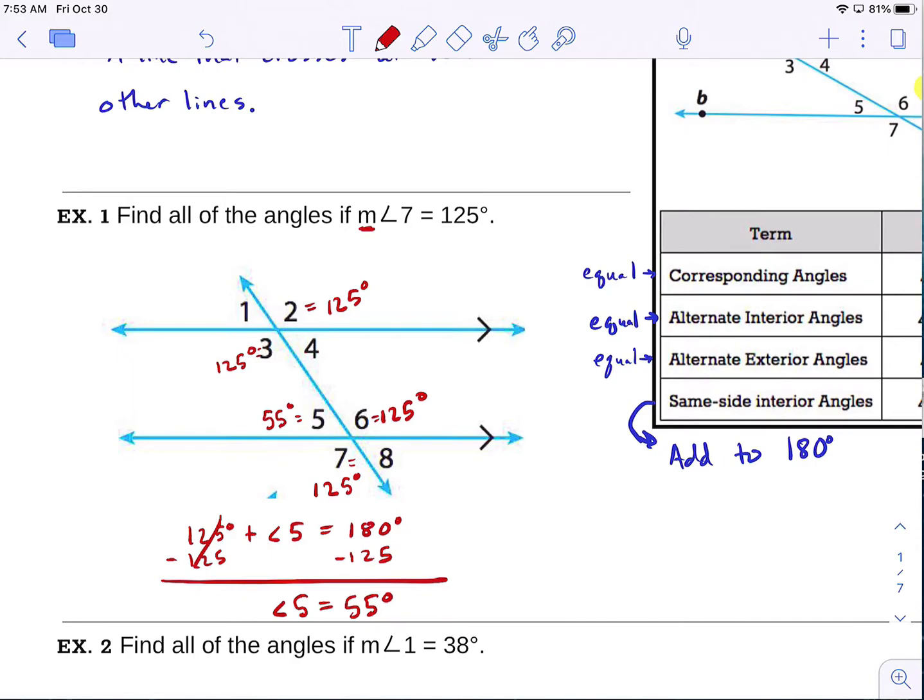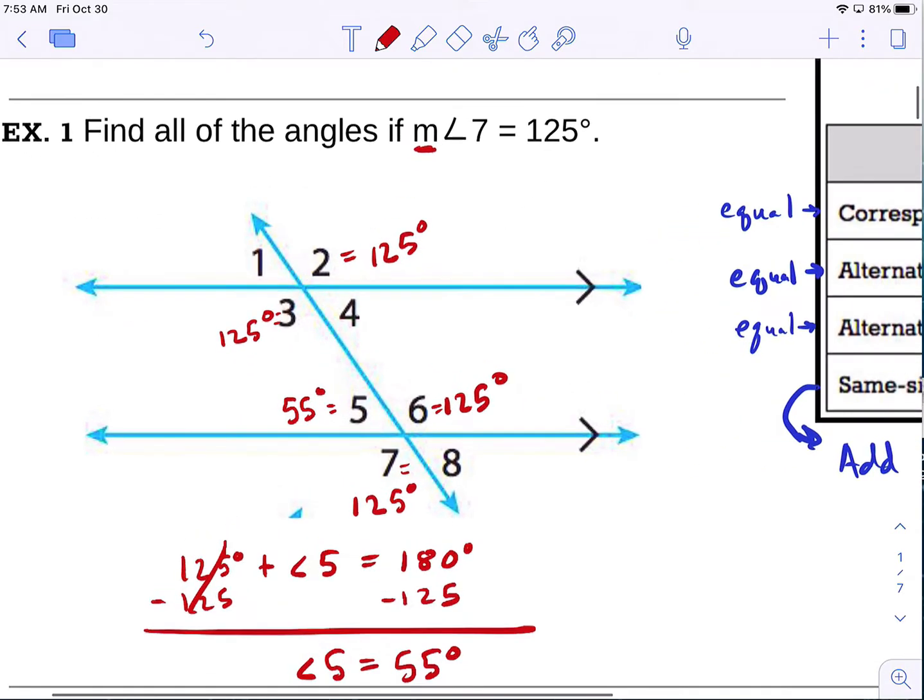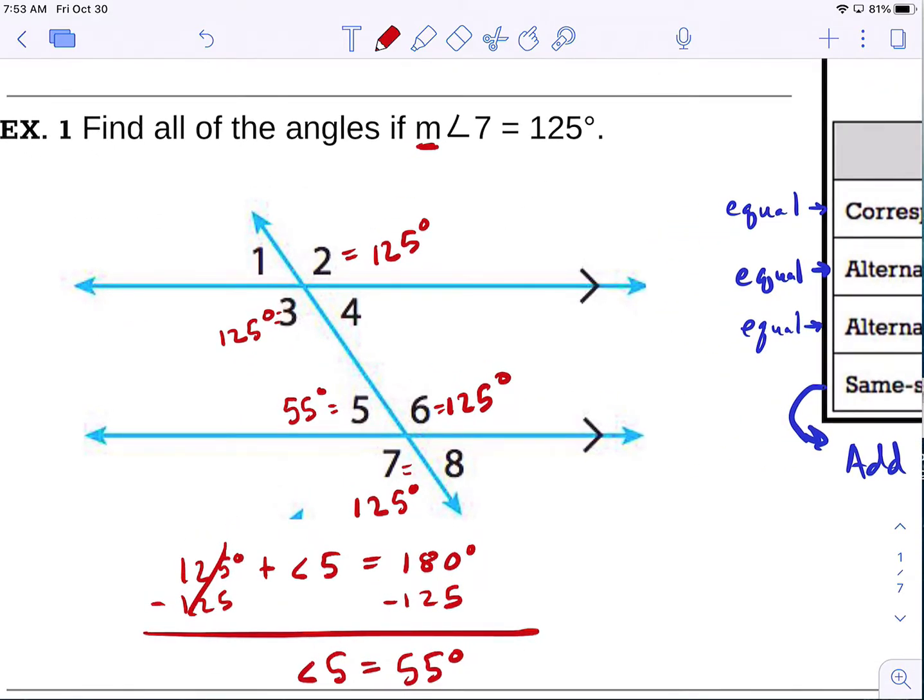And keep using all of those things, which I'm going to do, but I also want to point out a couple other things from maybe the past that you haven't used as I do this. So let's start with corresponding. Angle 5 and angle 1 would be corresponding angles. So I know this is 55 degrees.